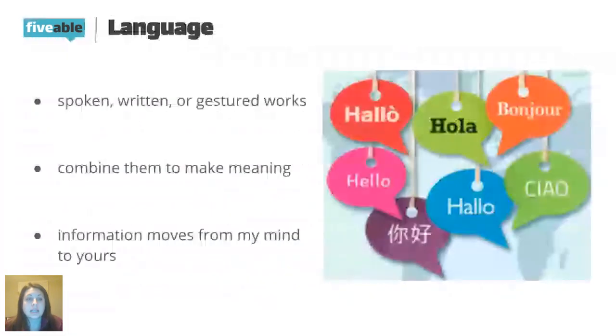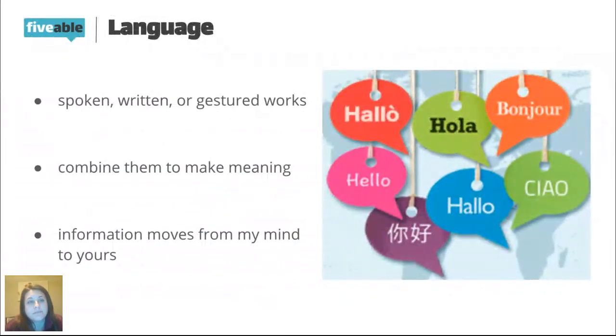So, language, just to start with a working definition, because I think that's important. In AP Psychology, or really just in general, language is defined as spoken, written, or gestured words. And I think it's important to throw that gestured part in there because we sometimes forget about American Sign Language or other forms of body language even that we use that can be construed as language. So it's any kind of way of basically communicating information from one person to another.